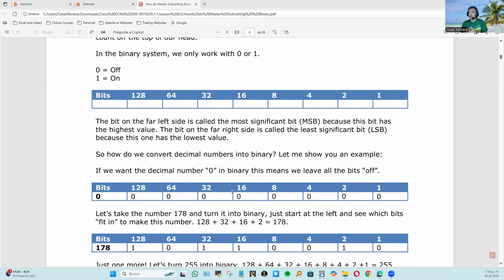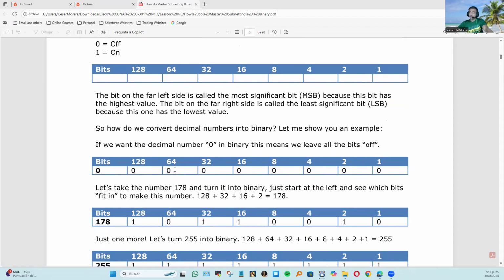The bit on the far left side is called the most significant bit, MSB, because this bit has the highest value. The bit on the far right side is called the least significant bit, LSB, because this one has the lowest value. So, how do we convert decimal numbers into binary? Let me show you an example.